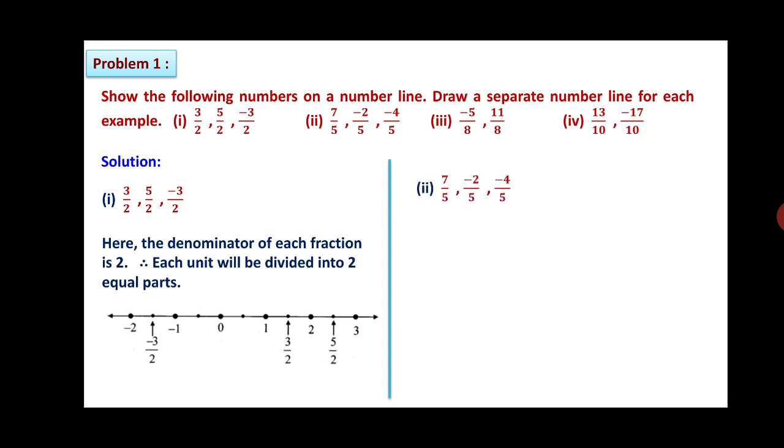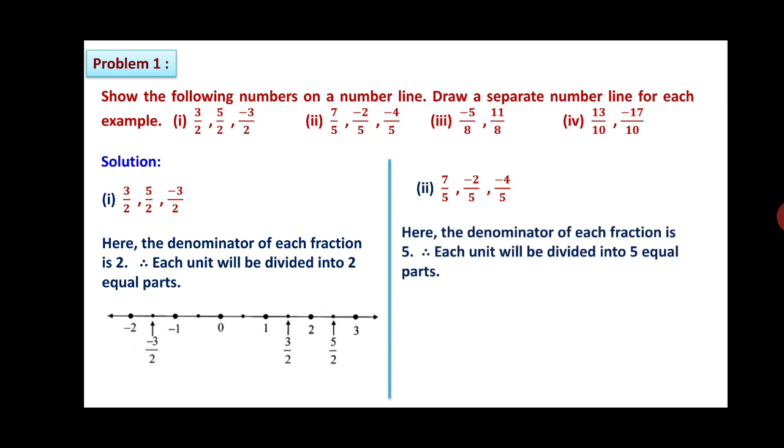Next, 7 by 5, minus 2 upon 5, minus 4 upon 5. Friends, here also the denominator of each fraction is 5. Therefore, each unit will be divided into 5 equal parts. Here, you can see that 7 upon 5, the first rational number, is positive. Therefore, it is lying on the right of the 0. And you can see it is between 1 and 2. The second equal part after 1, out of the 5 equal parts, is 7 upon 5.